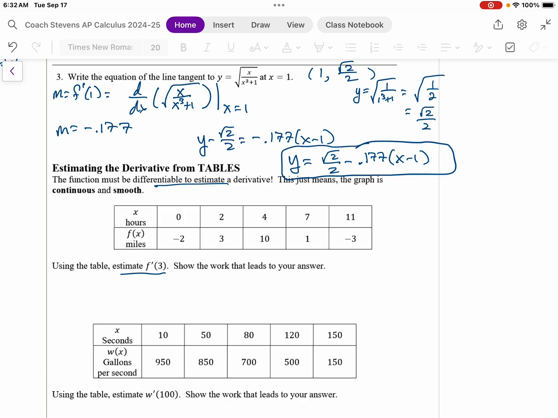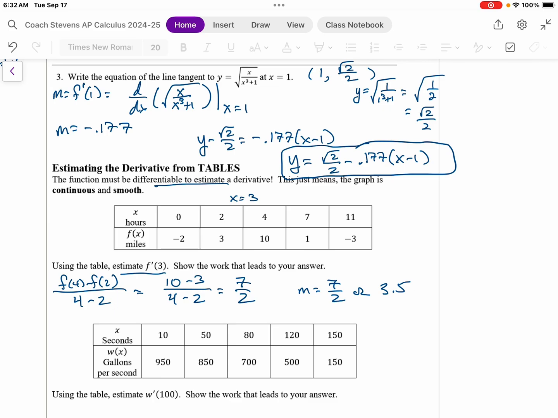Well, x is equal to 3 would be nestled between x is 2 and x is 4. So this is where we're going to do, in a way, the average rate of change. So f of 4 minus f of 2, and that's over 4 minus 2. So that would be 10 minus 3 over 4 minus 2, which would be 7/2. And so my slope here is 7/2, or 3.5. And that's what f prime of 3 is.